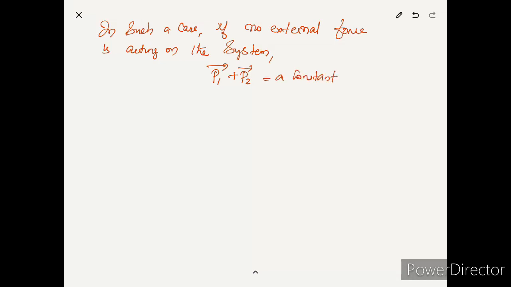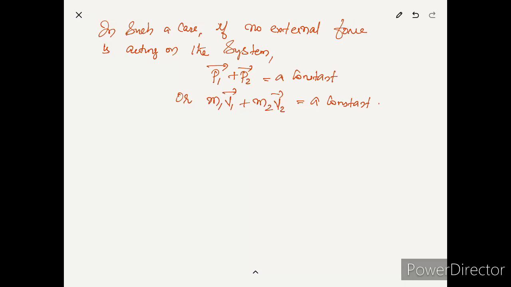So P1 and P2 are the individual momenta of those particles, and if there is no external force acting on that system of two particles, then the total linear momentum, that is the vector sum of the individual momenta, will be a constant. Since P1 plus P2 is a constant, m1 v1 plus m2 v2 will also be a constant. Okay, so now we have dealt with a single particle system as well as a two particle system.